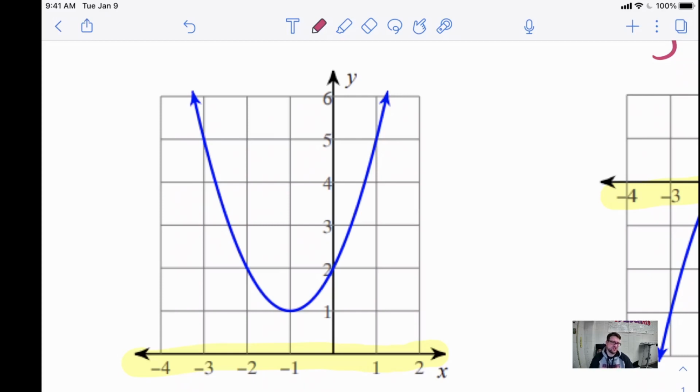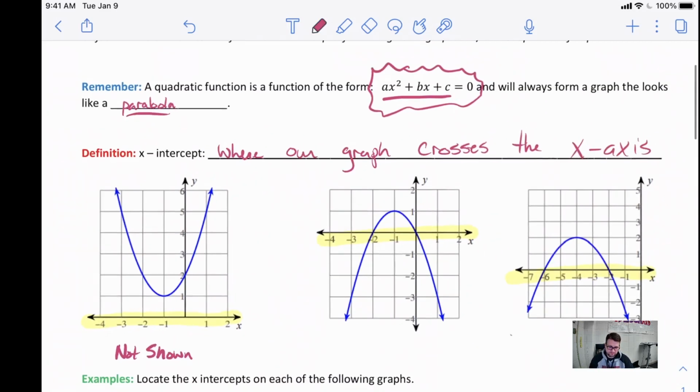Or not shown. I'd take either one. I think actually I'm going to go with not shown because I think that's what I use in Schoology for your answers. Not shown or no solution. It could be either one.